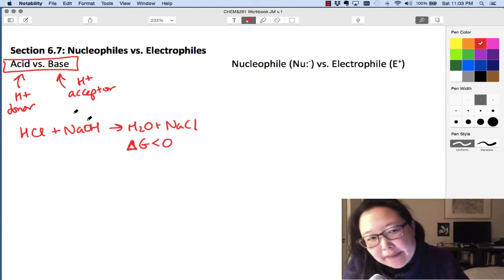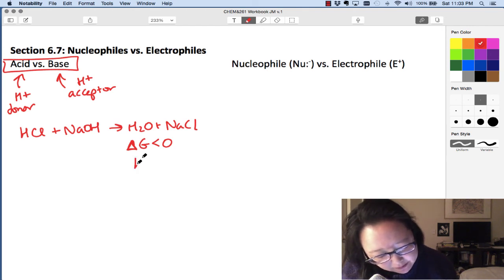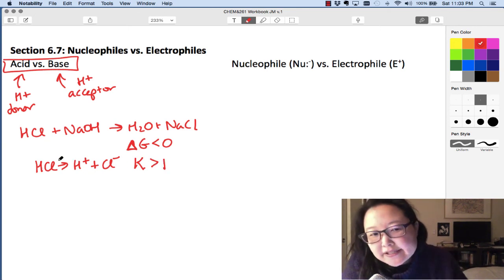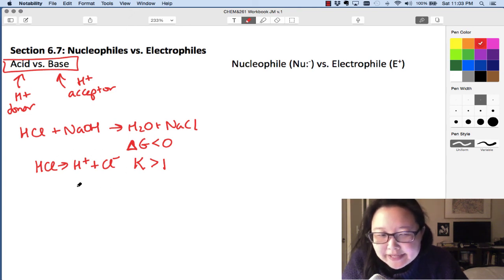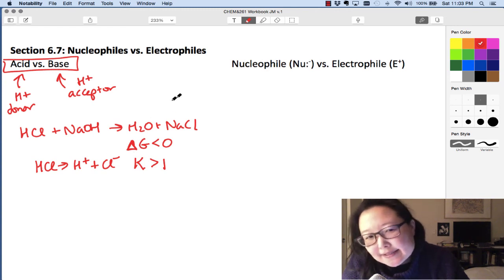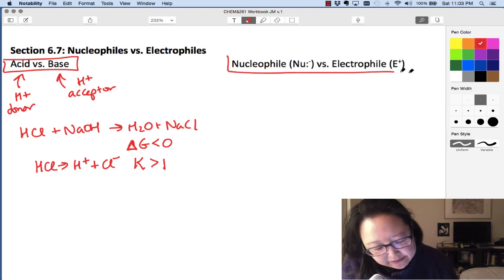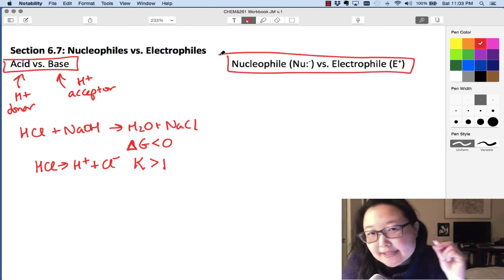Whenever we talk about acids and bases, we usually talk about the spontaneity or the K value. So we think about HCl dissociating into H+ and Cl- as having a very large K value, because HCl is a strong acid. But we don't usually talk about how fast this reaction is. So when we talk about kinetics, we usually use different terms. We usually use the terms nucleophile and electrophile instead of acid and base.